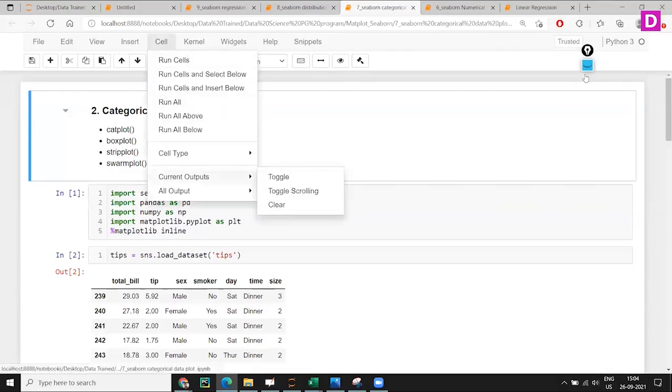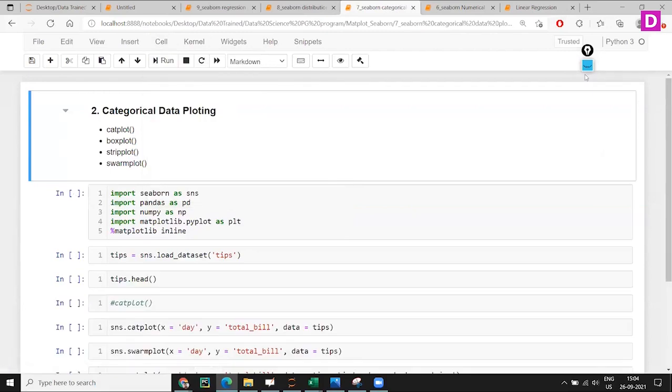A categorical data plotting. So until now what we did, we used numerical data plotting. Now we are going to work on categorical data plotting. So what we will do in this section, we'll discuss about cat plot, box plot we already discussed, all right, and some strip plot and swarm plot.